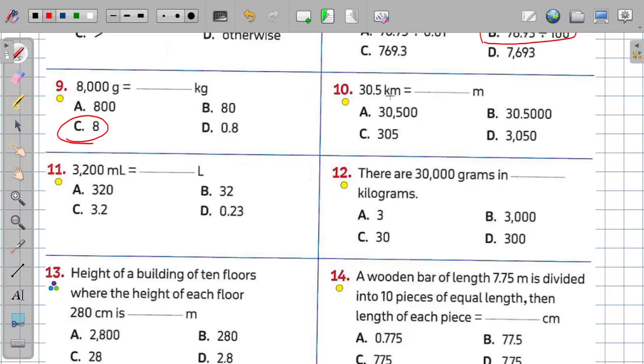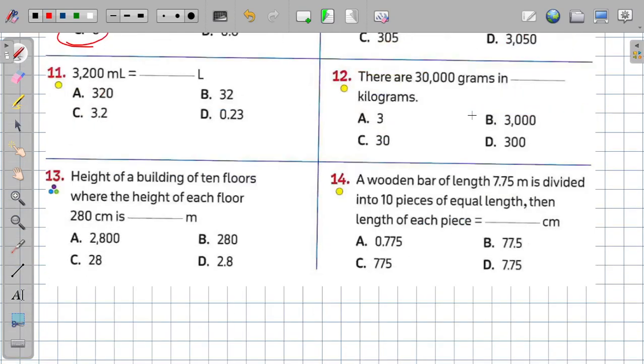Next, I have 30.5 kilometer equals how many meter? So from kilometer to meter, we will multiply by 1,000. Okay, so I have 30.5 by 1,000 equal what? We will move the decimal point 3 places to the right. So I have 3, 0, 5, and I have 1, 2, 3. So I have 2 zeros right here. So it will be 30,500. It's A.